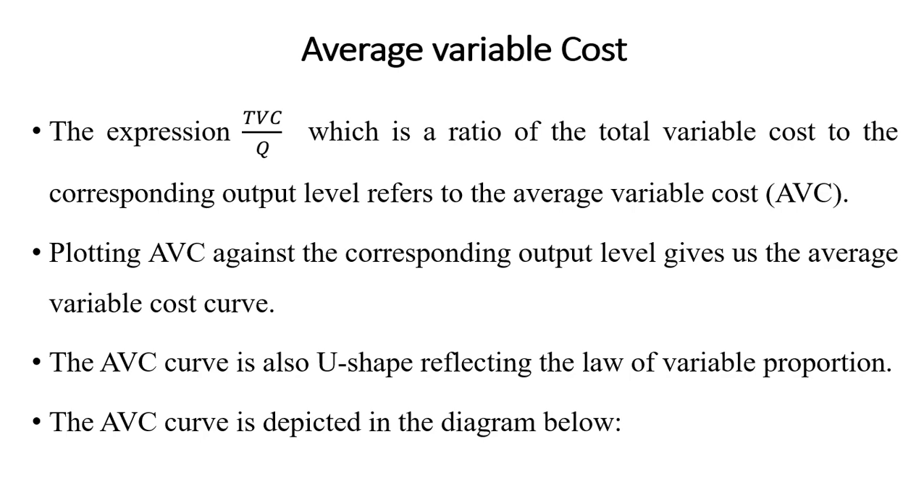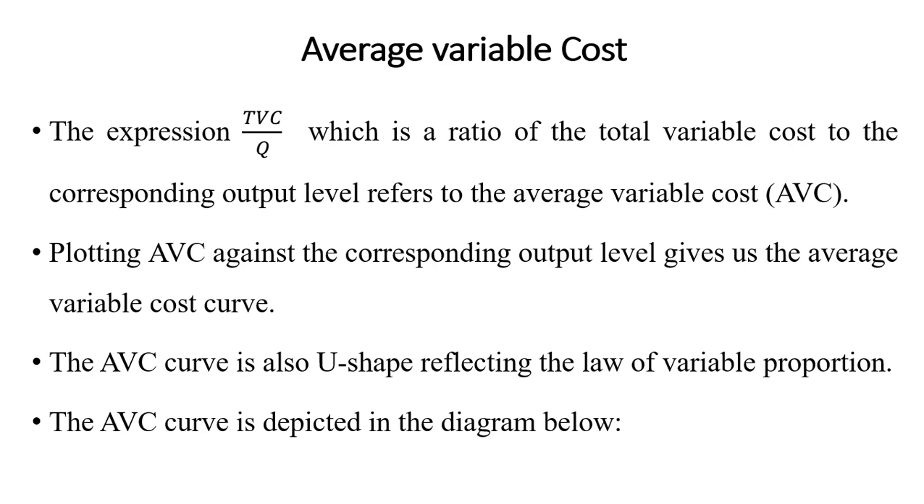And the next one we'll look at is the average variable cost. The expression total variable cost divided by output gives us the average variable cost. The TVC over Q will give us the average variable cost. So if you plot this average variable cost against the corresponding output level, it gives us the average variable cost curve. The average variable cost curve is also U-shaped, reflecting the law of variable proportion.